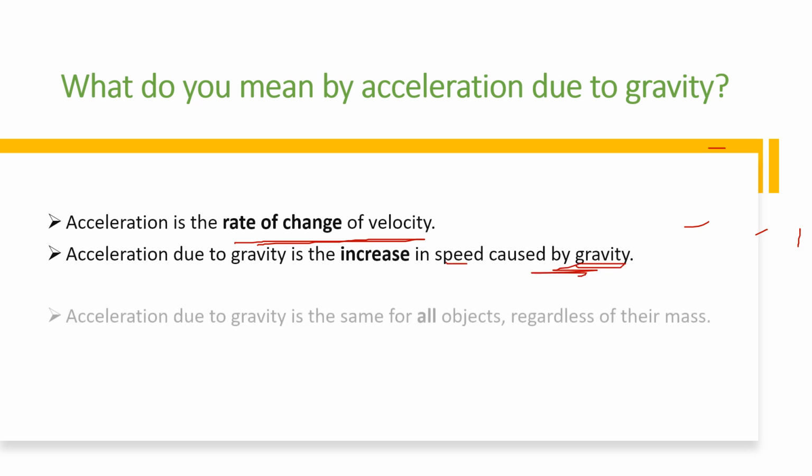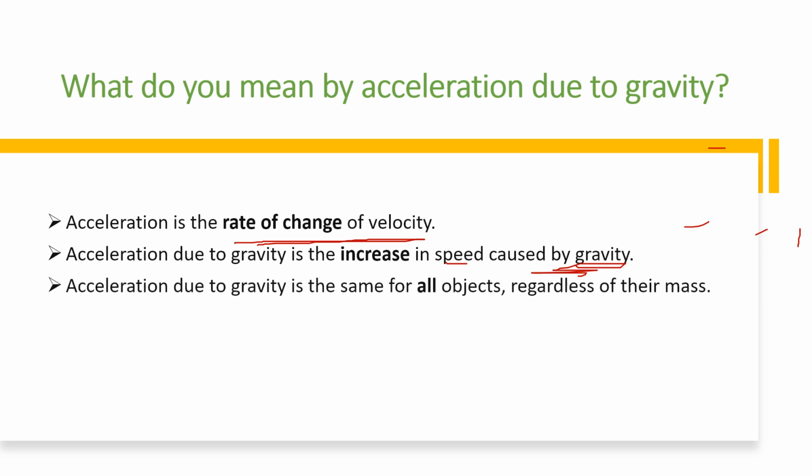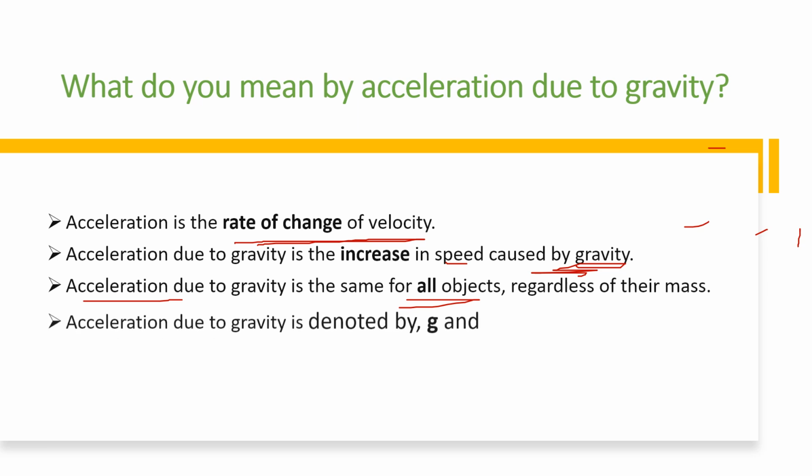For a falling object, remember, acceleration due to gravity is the same for all objects. Acceleration due to gravity is constant for all objects, regardless of their mass. Maybe an elephant is falling, maybe a feather, maybe a 1 kg iron weight, or a small stone. It doesn't matter. It's the rate at which these are accelerating towards Earth, and it's constant regardless of their mass.